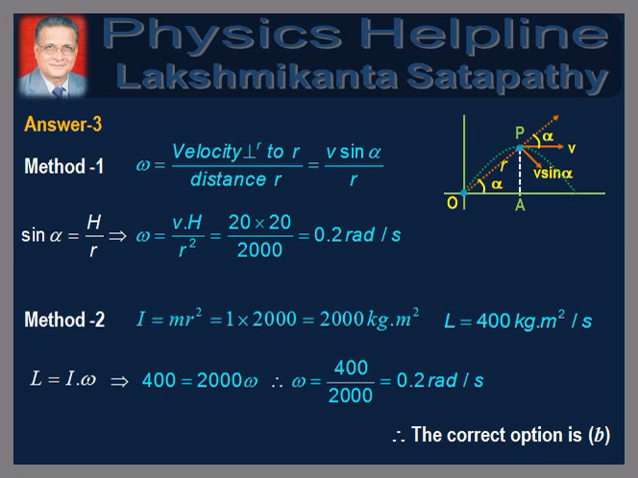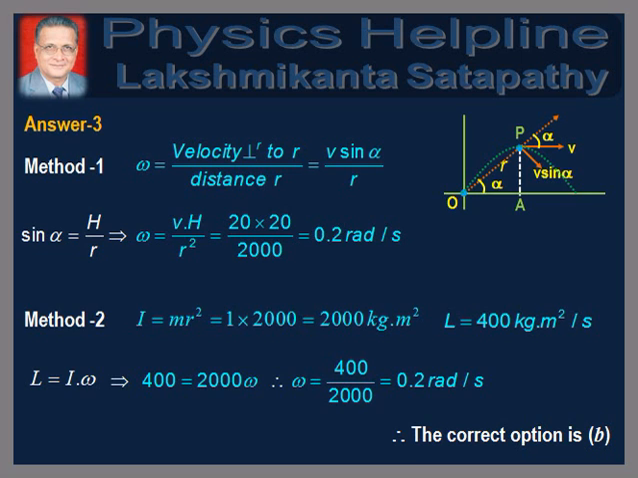Then angular velocity of the particle at P about O is defined as omega is equal to velocity of the particle perpendicular to OP divided by distance OP. Now velocity of the particle perpendicular to OP is equal to v sin alpha. Therefore, we have omega is equal to v sin alpha divided by r.